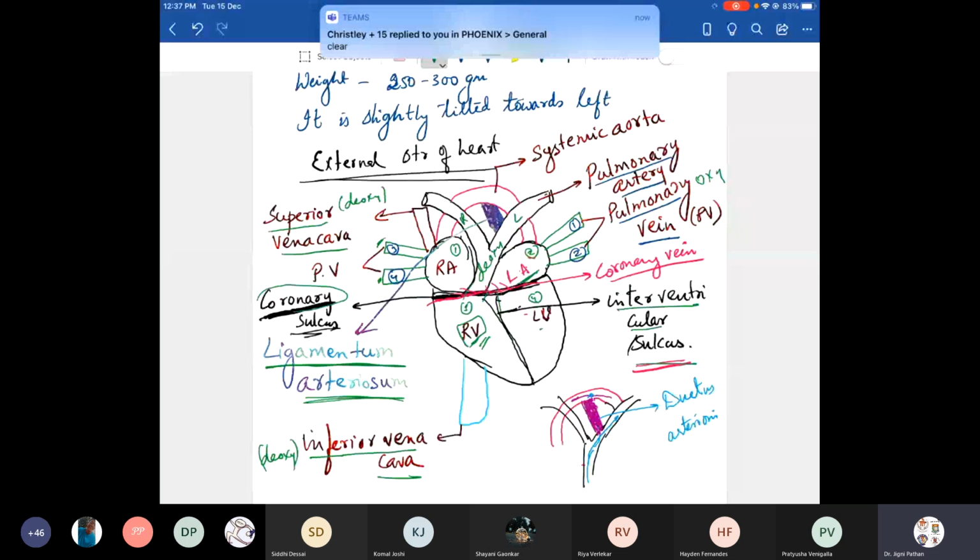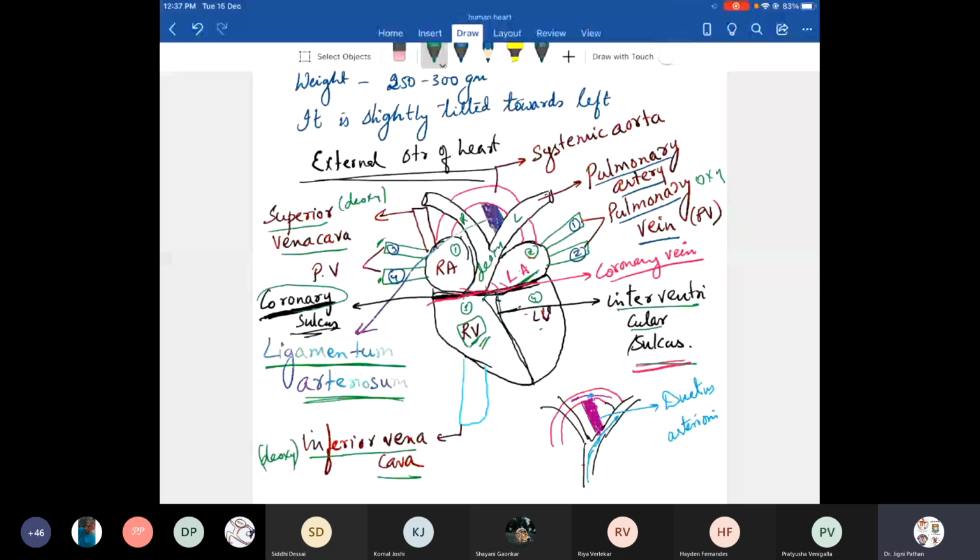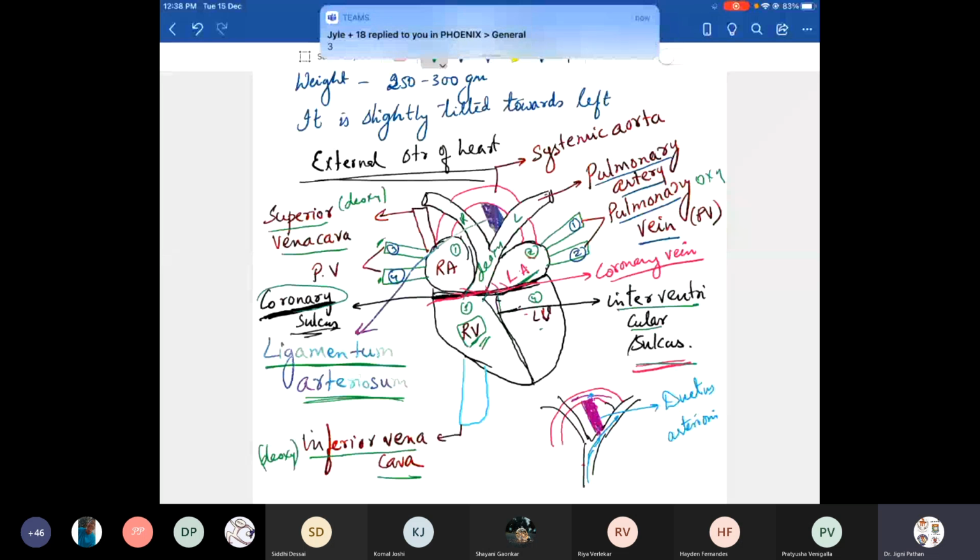How many vessels will open in the right auricle? How many vessels in the right auricle? Quick. Short form. Write in short form. How many vessels? 3. Okay. How many vessels from the pulmonary vein?